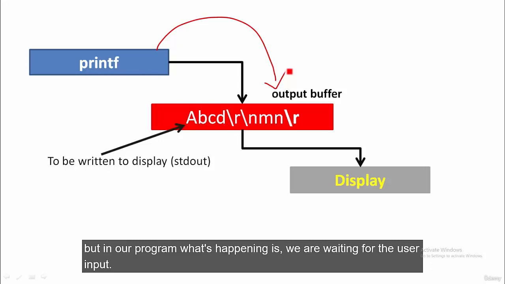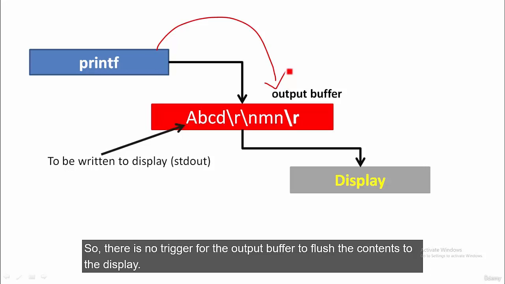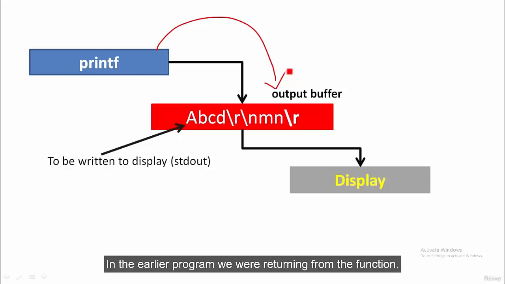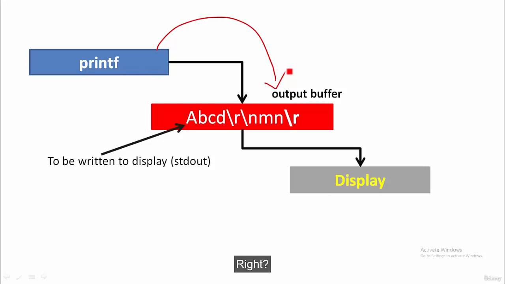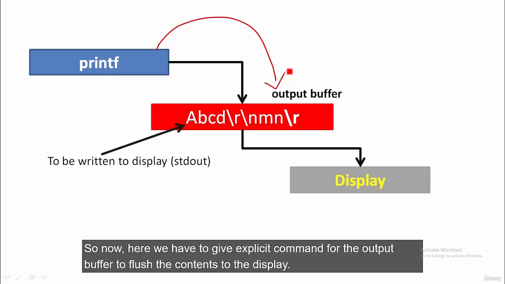But in our program, what's happening is we are waiting for the user input, right? So there is no trigger for the output buffer to flush the contents to the display. In the earlier program, we were returning from the function, right? So that's the reason there was a trigger to flush the contents of the output buffer to the display. So now here we have to give an explicit command for the output buffer to flush the contents to the display.